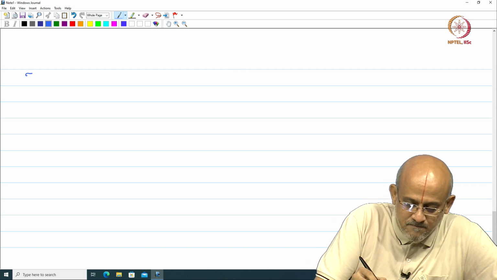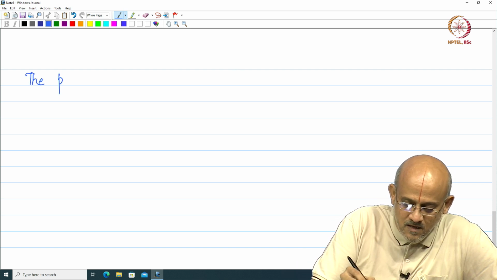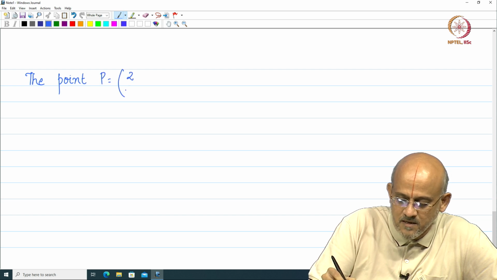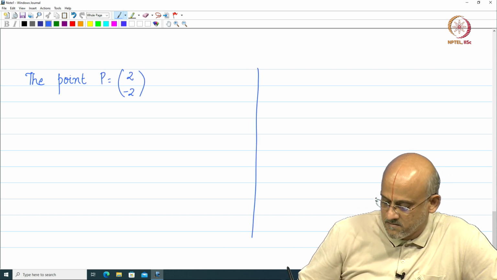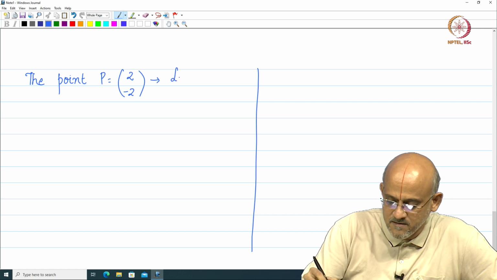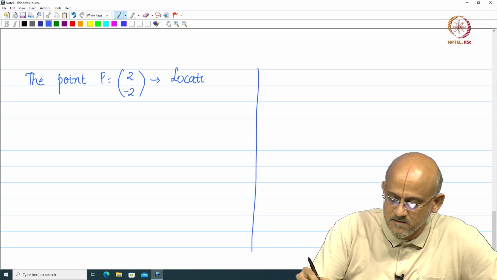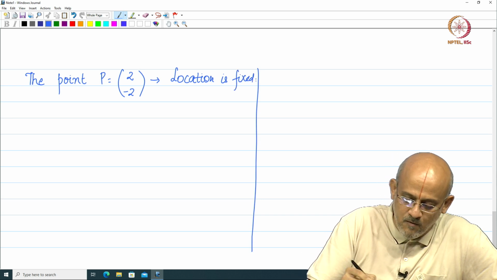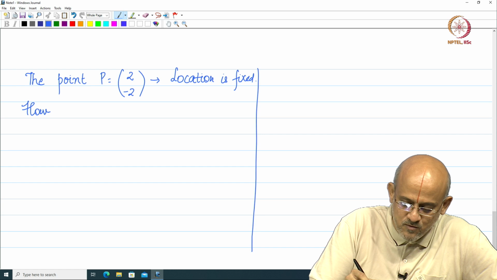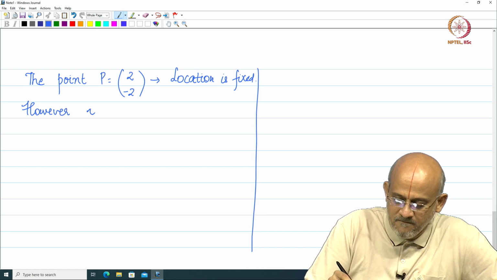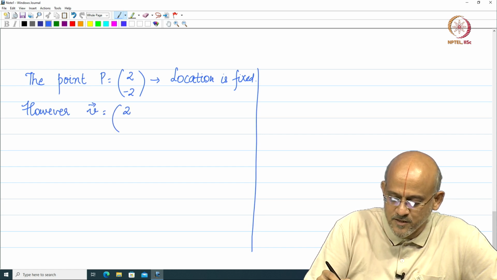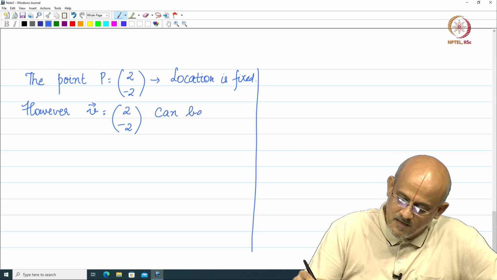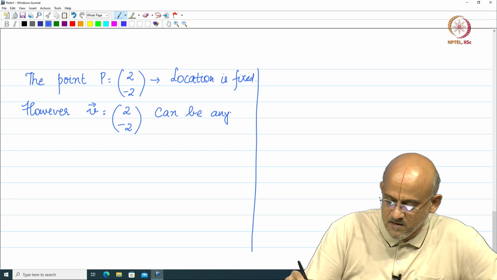So, we say that if we denote the point P as 2 minus 2, the location is fixed. However, the vector v, which is equal to 2 minus 2, can be anywhere in the space.